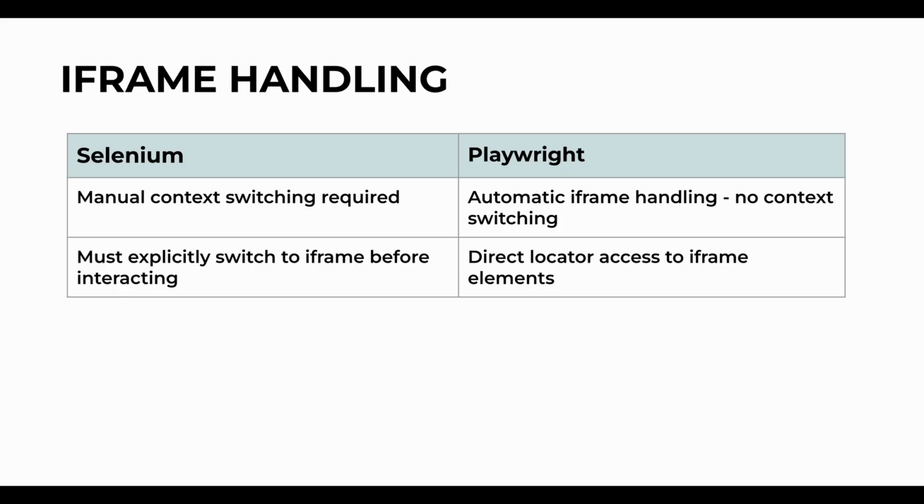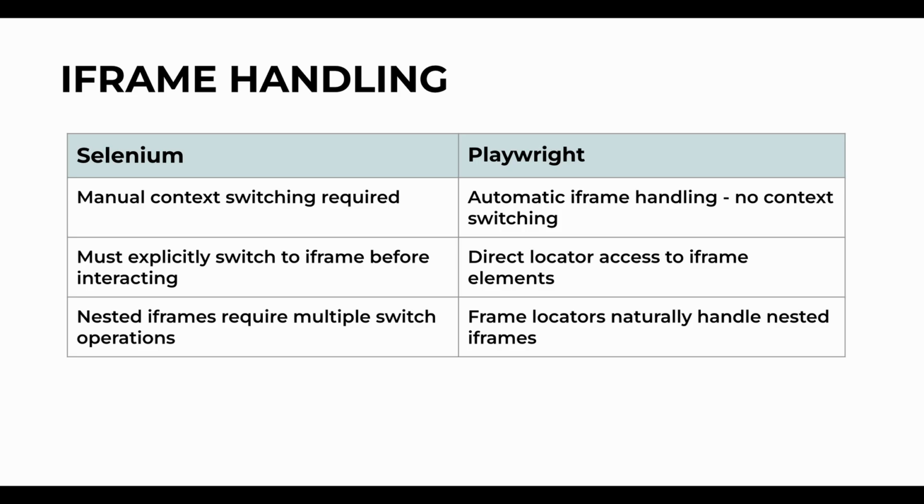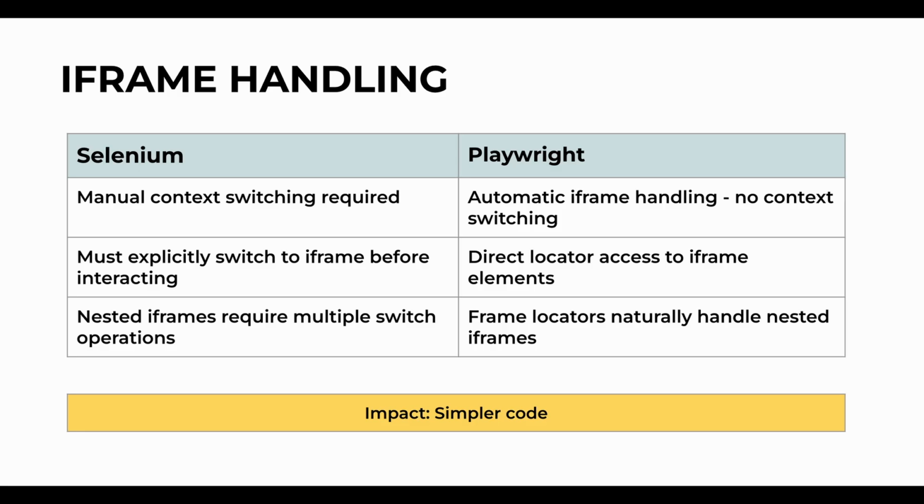That is what the second difference is. We have to explicitly switch to the frame before interacting, but in Playwright we can directly locate the element present inside the frames. And if we come across a nested frame, we have to switch multiple times, but in Playwright it will be handled naturally, which makes Playwright simple.